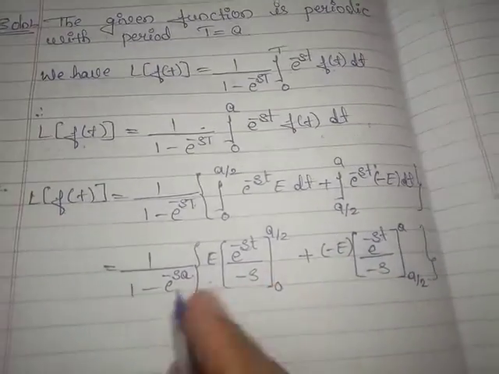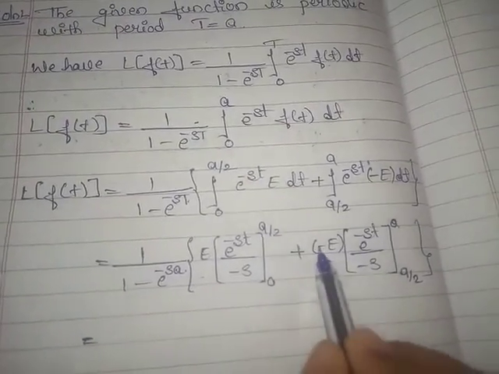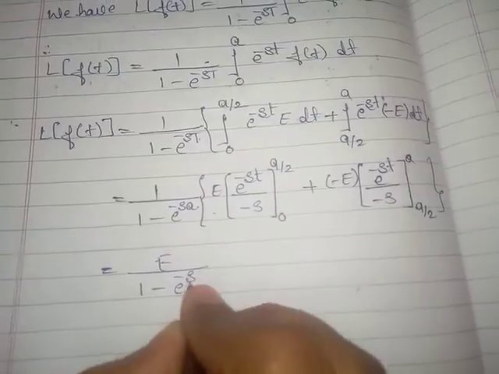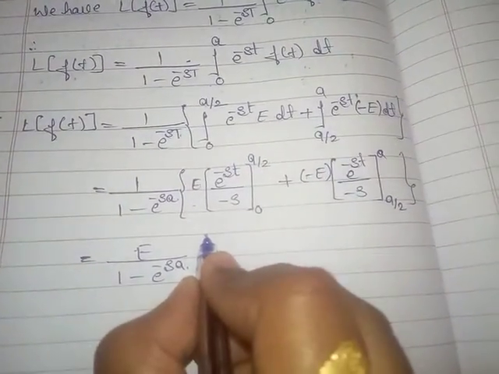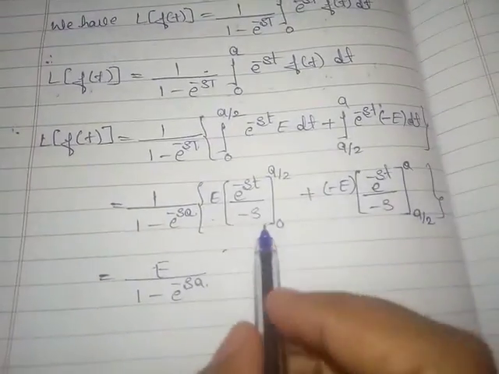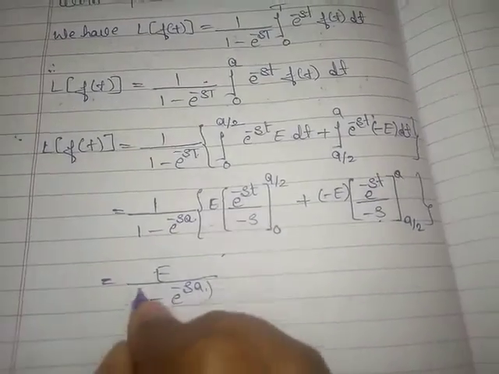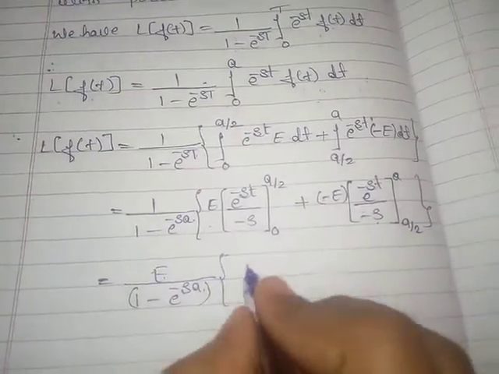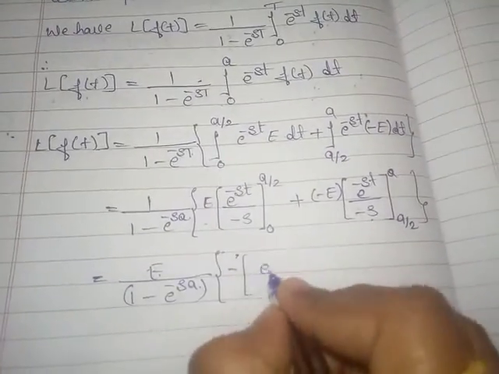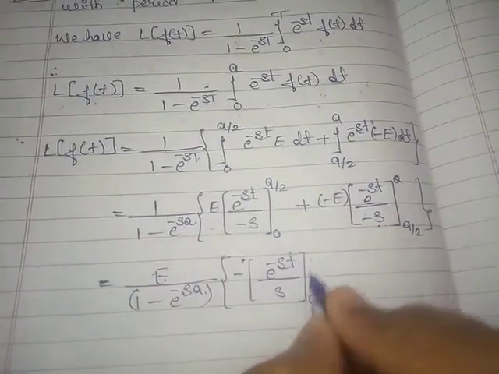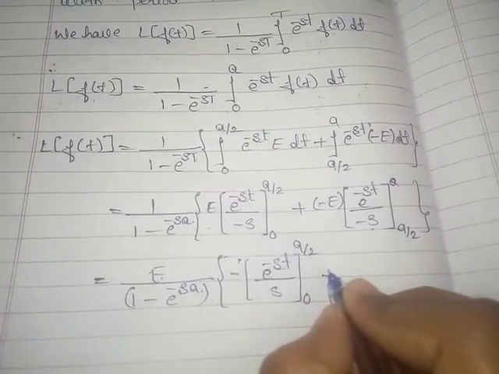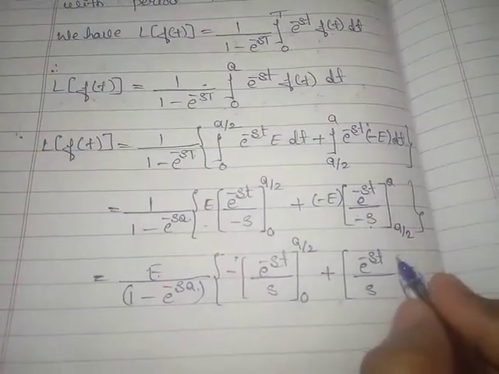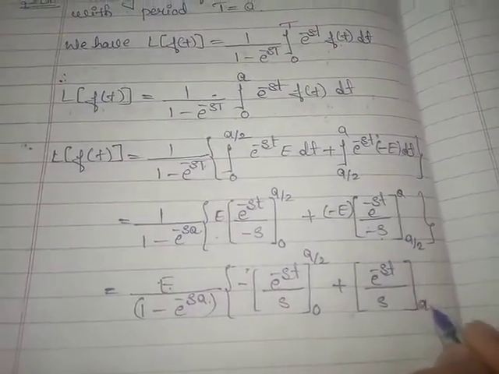Now in these two terms take E common, because here it is minus into minus, which will be plus. We have E divided by 1 minus e raised to minus s into a. Remaining is, otherwise if you want, take s also common. This is minus into minus plus, therefore, otherwise I will write another step here. It is minus e raised to minus st divided by s, limits from 0 to a by 2, plus e raised to minus st divided by s, because this minus gets cancelled, limits a by 2 to a.